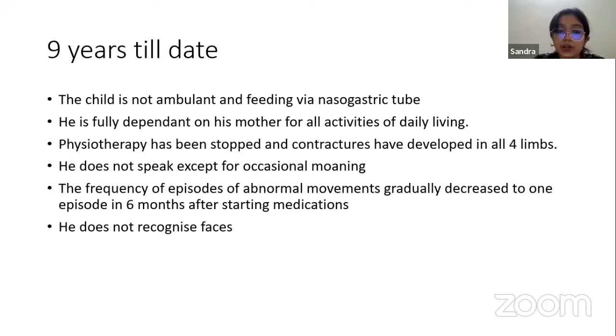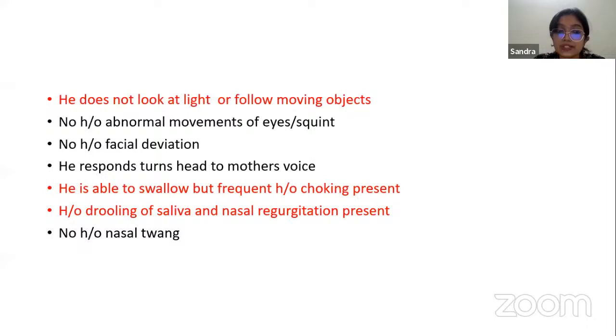He is fully dependent on his mother for all activities of daily living. Physiotherapy has been stopped and contractures have developed in all four limbs. He does not speak except for occasional moaning. The frequency of episodes of abnormal movements gradually decreased to 1 episode in 6 months after starting medications. He does not recognize faces. He does not look at light or follow moving objects.